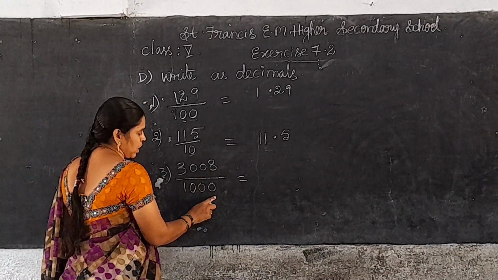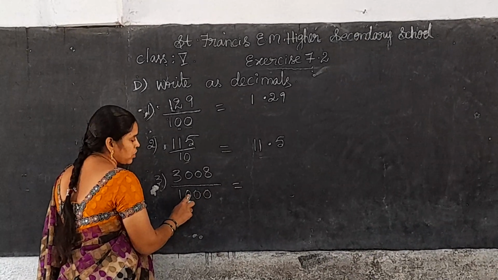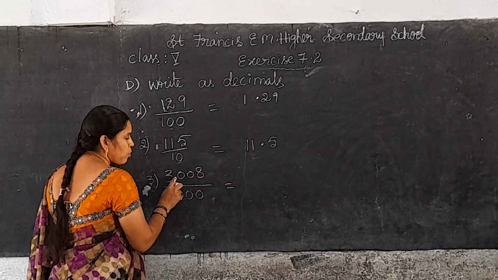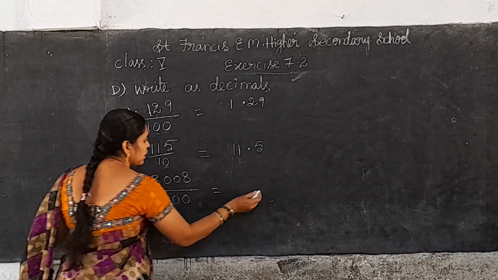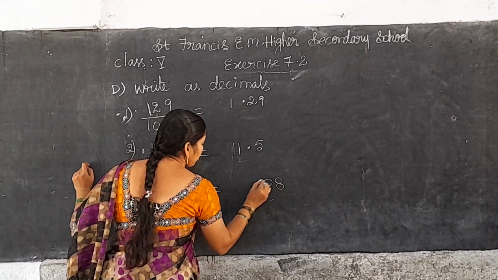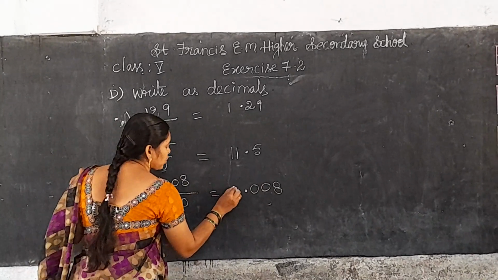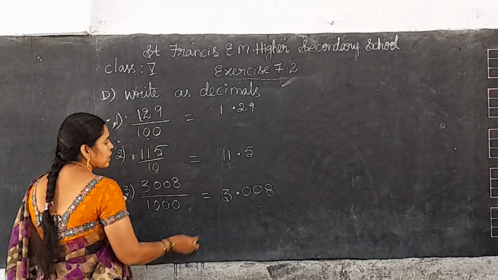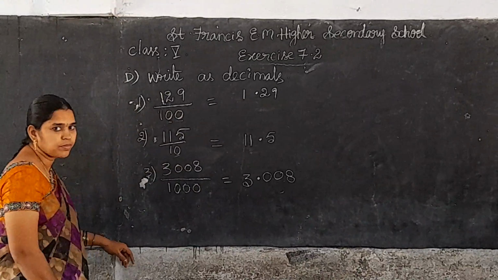Now third one, 3008 by 1000. So here how many zeros? 3 zeros in the denominator. So 3 numbers will come after the point. So 8, 0, 0, point. What number is there? 3. That we should write before the point. This is 3.008. Clear?